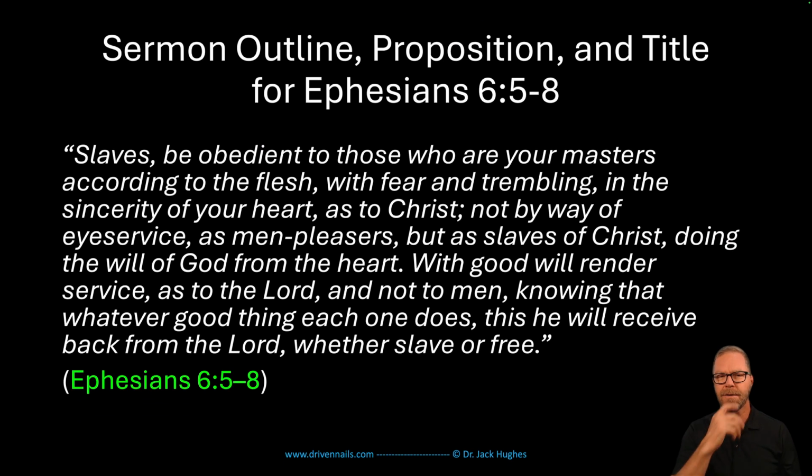So now let's do another one. We need to do a sermon outline, proposition, and title for Ephesians 6:5-8. But look at this thing. It's just a big, giant block of text.